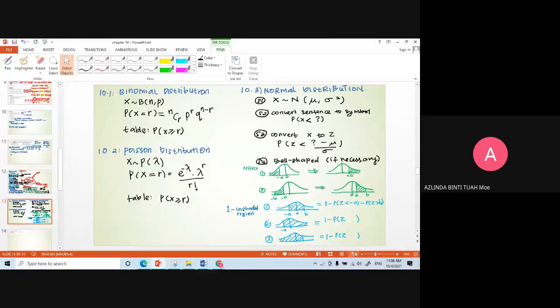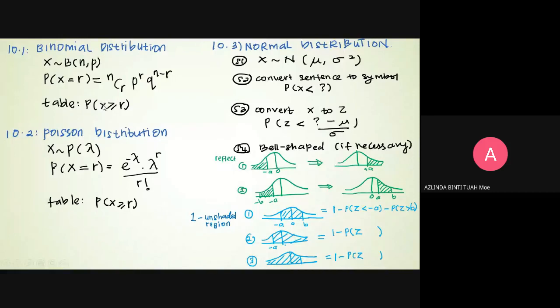Before that, let's recap a little bit about 10.1 and 10.2. Okay, 10.1, the notation is X for binomial with n number of trials, P the probability of success for this event X to happen. This is the formula when we have to find the probability X equals something: nCr times p to the power of r times q to the power of n minus r. The condition to read the table is that the symbol must be greater or equal.